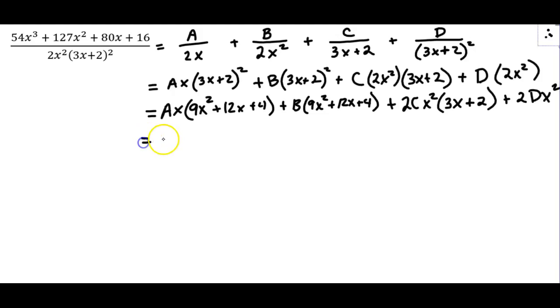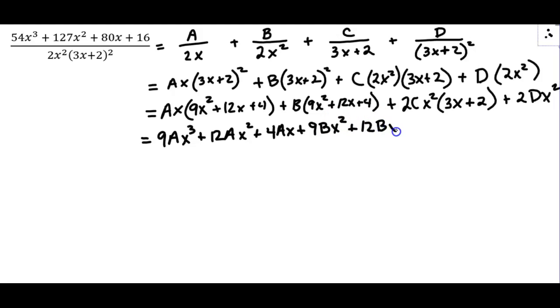All right, so finishing our multiplying here, we're going to have 9a x cubed plus 12a x squared plus 4ax plus 9bx squared plus 12bx, I don't know if this is all going to fit, plus 4b plus, I'm going to try to make it fit, 6cx cubed plus 4cx squared plus 2dx squared.